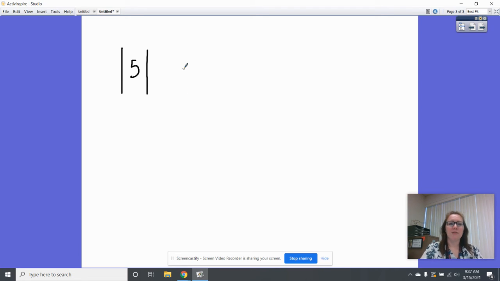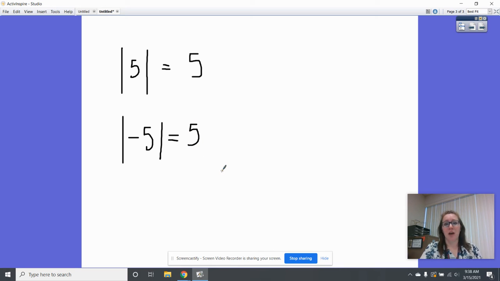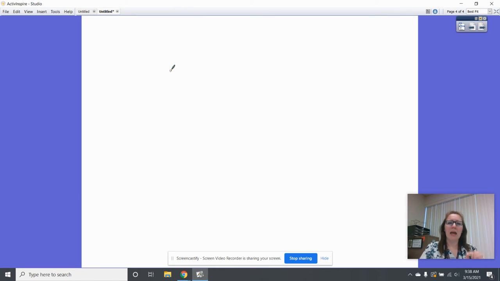Well, the number 5 is 5 spaces away from 0, so the absolute value of 5 is 5. The absolute value of -5, well, -5 is also 5 spaces away from 0, so the absolute value of -5 is 5. When we are using absolute values when we're solving equations, absolute values kind of act as a parentheses.